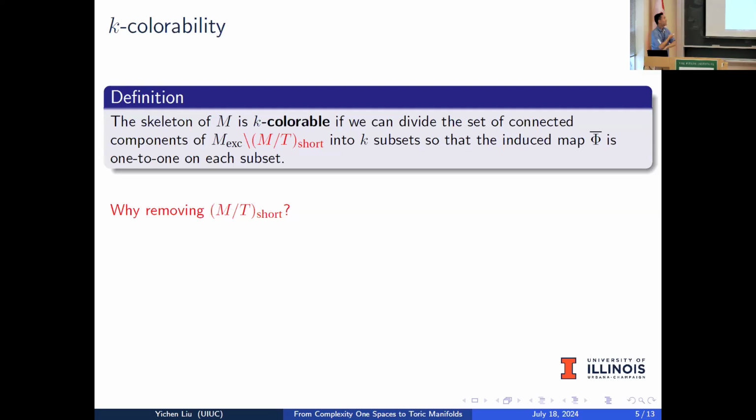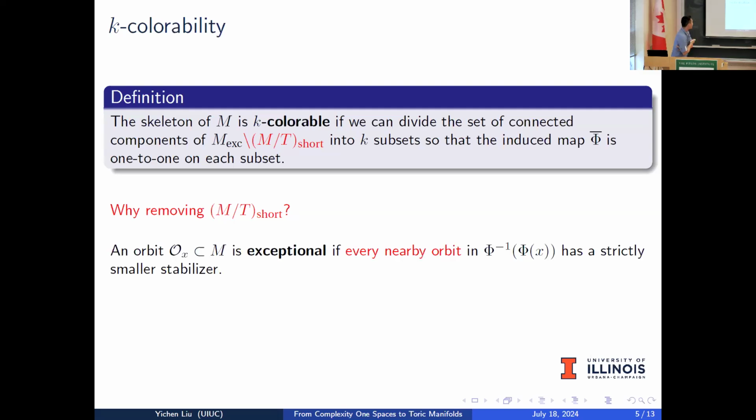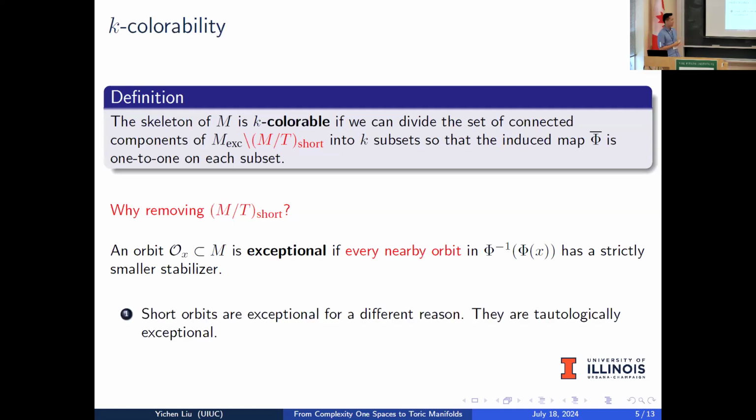But then why? There are 2 reasons. First reason, look at the definition of exceptional. We say an orbit is exceptional if every nearby orbit has a smaller stabilizer. But what if there's no nearby orbit? Then that's tautologically true. So short orbits are exceptional for a different reason. They are tautologically exceptional, not exceptional because of the comparison.